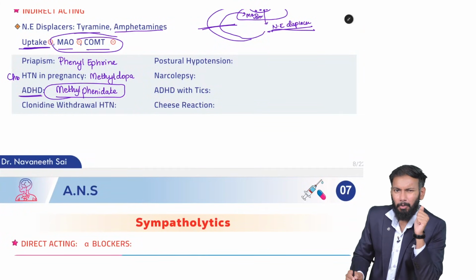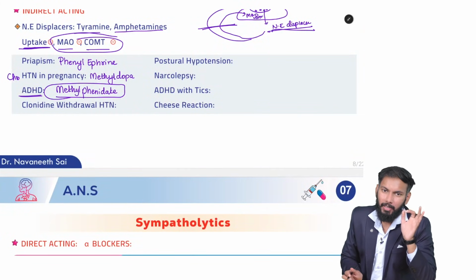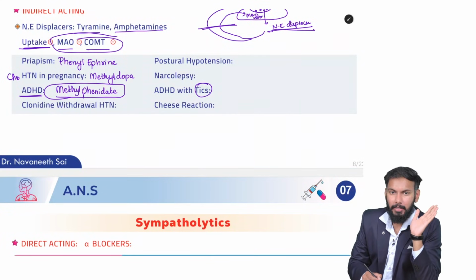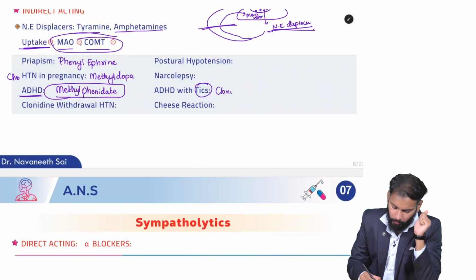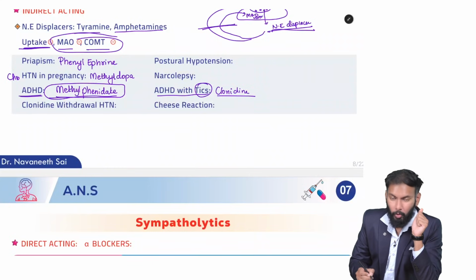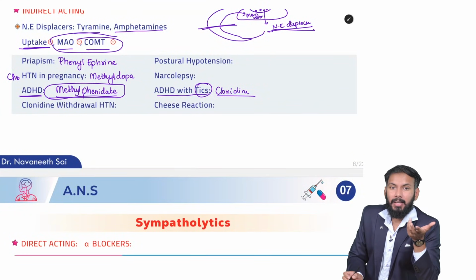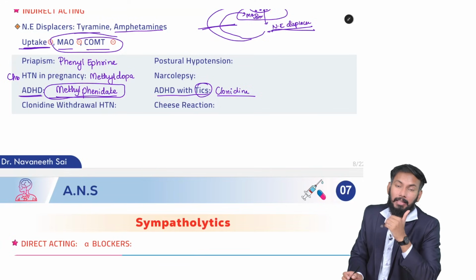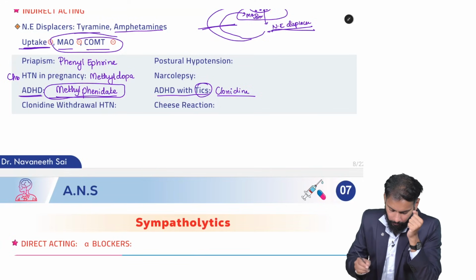Methylphenidate. Now, if you give methylphenidate to a patient with ADHD and the patient has tics, it will worsen the tics. So in this patient, you will give clonidine. Very important topic in psychiatry. ADHD: methylphenidate. ADHD with tics: clonidine. And in psychiatry, there is one more drug: ADHD with family history of addiction. There you give atomoxetine.